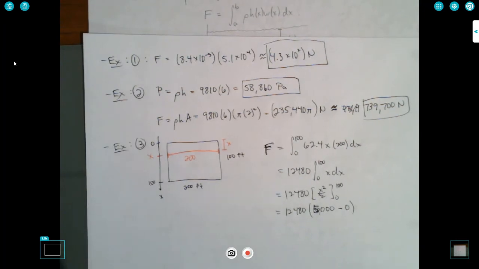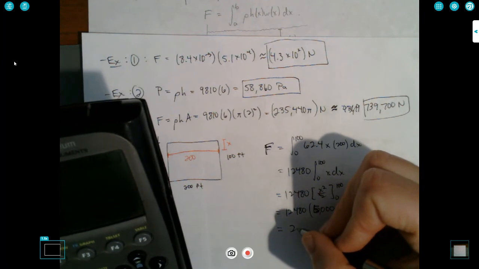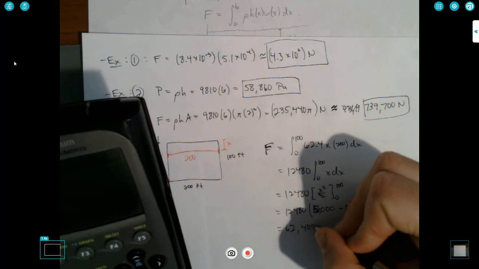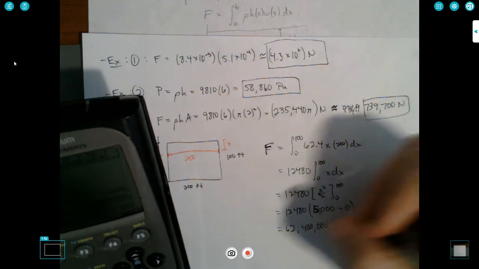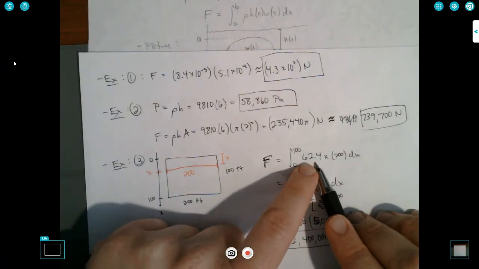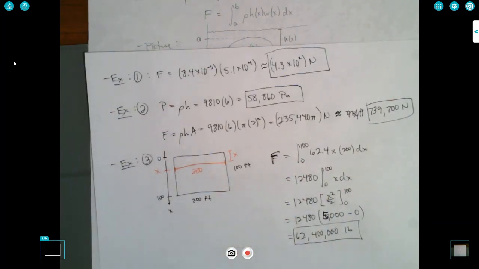So let's see. So 12,480 times 5,000 is 62,400,000. And that's in pounds. Okay? It's in pounds because the density that we used was pounds per cubic foot, right? So that's in pounds. Okay, so pretty straightforward.